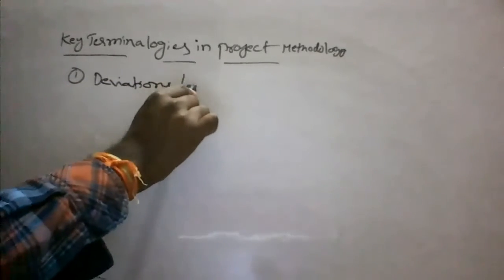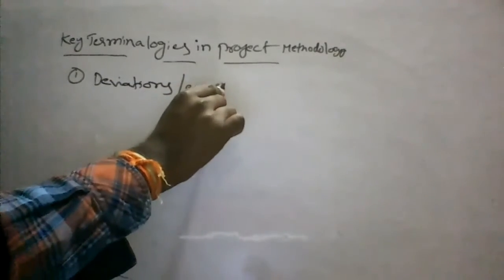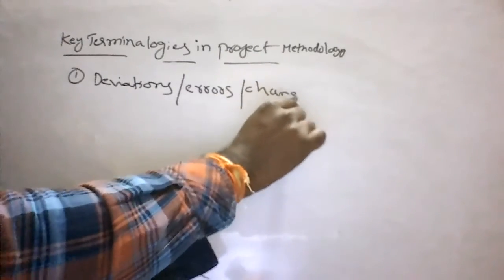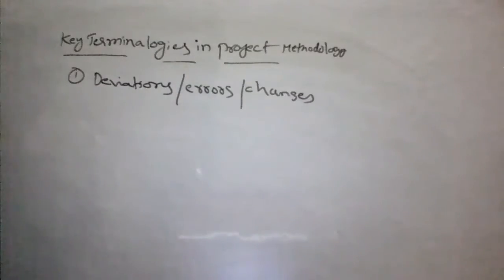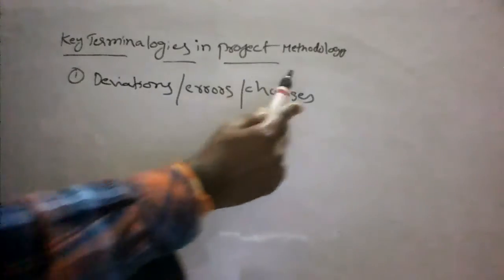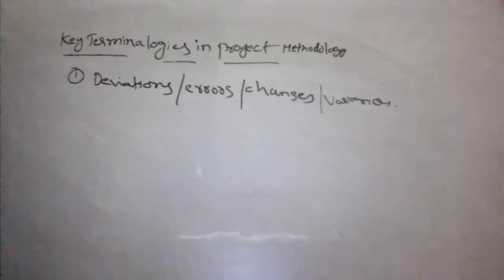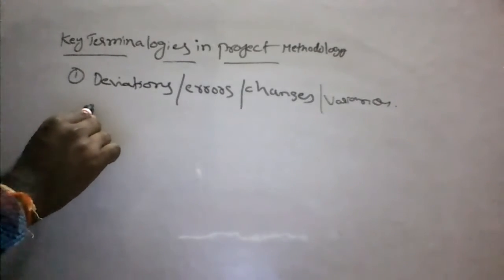or errors. It may also be called errors or changes that happen and disturb the existing behavior, because some variables or factors are deviating our existing system. So this can be called deviations, errors or changes. I will call it variance also, variances.